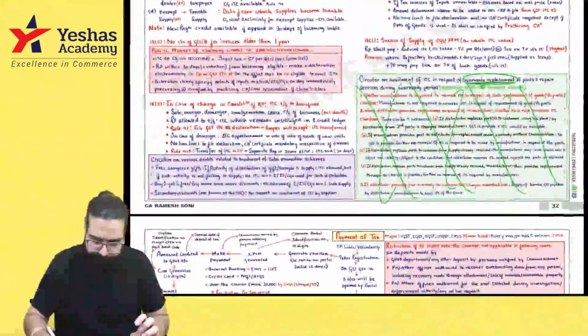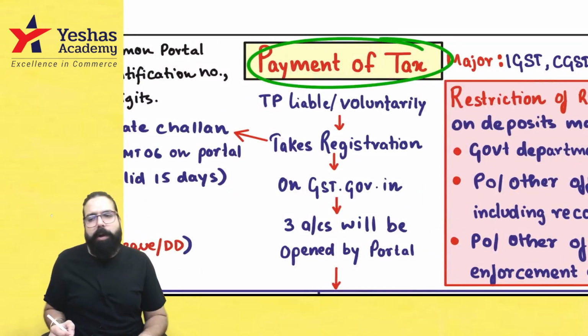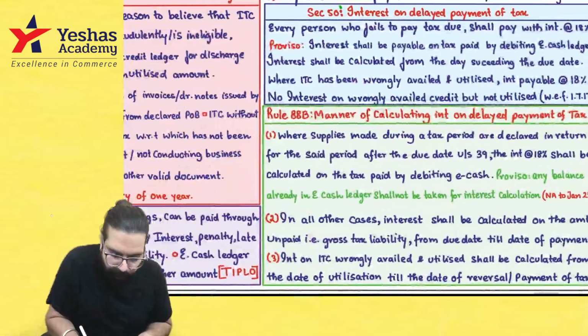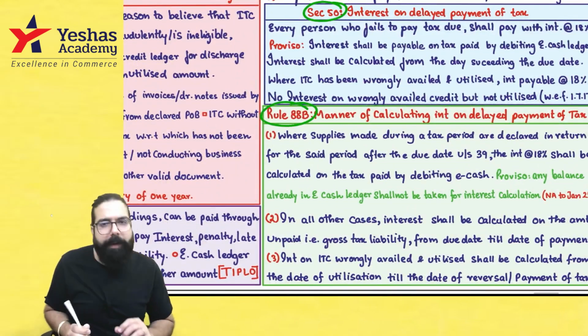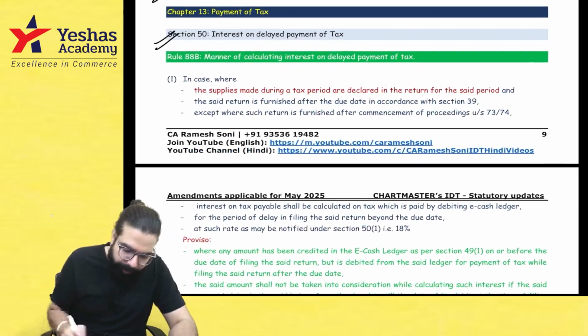This one. Done, sir. Now please come to payment of taxes. In payment of taxes, one small point has come which I want to quickly talk about. Everyone over here, I hope you remember the interest point. One small point they have told over here.